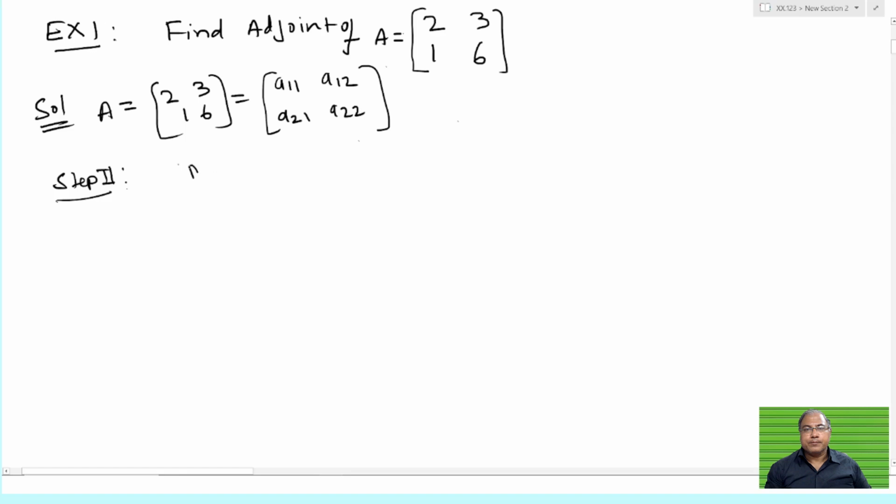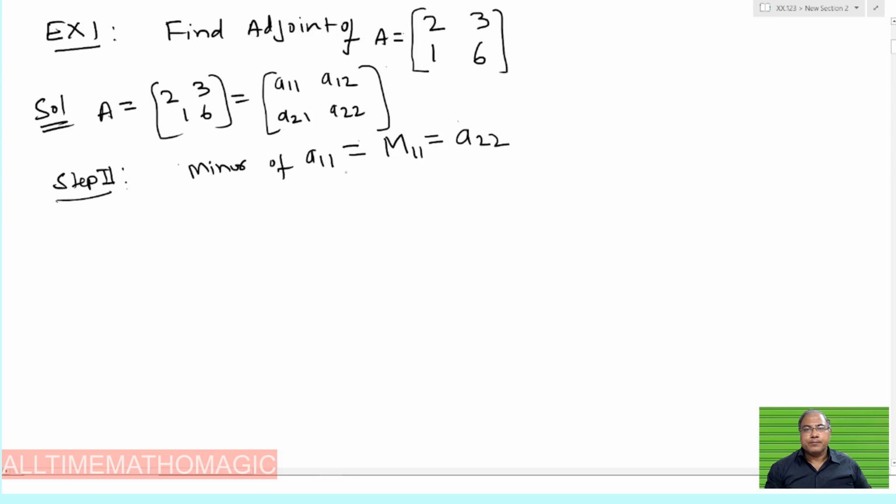So minor of A11 is nothing but capital M11, which is equivalent to A22. Therefore, minor of A11, denoted by M11, equals A22. Similarly, minor of A12, M12, is nothing but the value of A21.